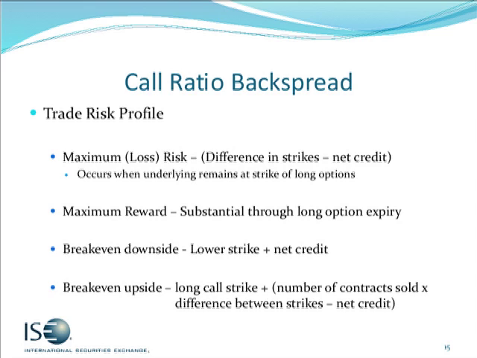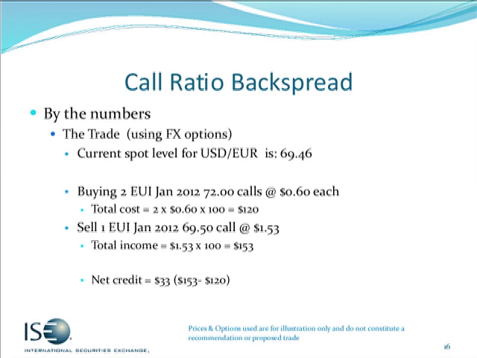So whatever that is, if we get that movement and it breaks through, the upside break even is the long strike plus the number of contracts sold times the difference between the strikes, minus the net credit. Once again, when we do the numbers, the downside break even is the lower strike price plus the net credit.